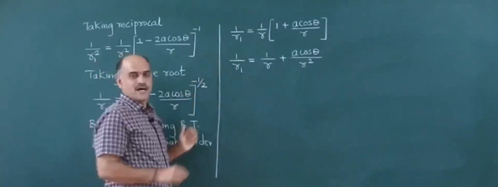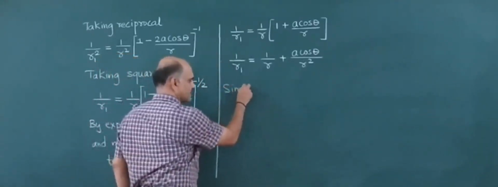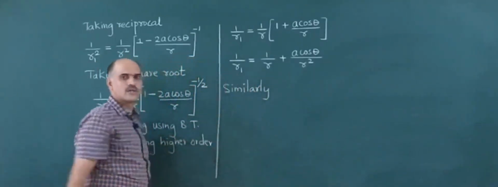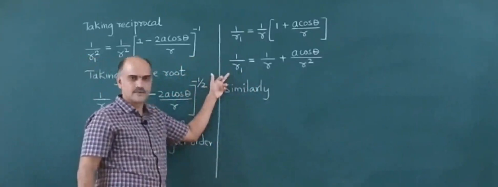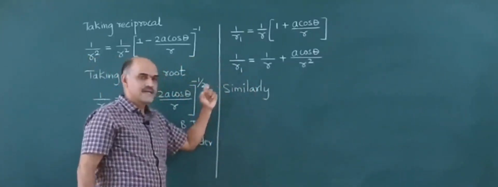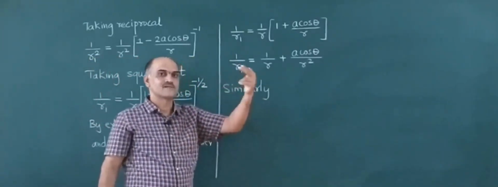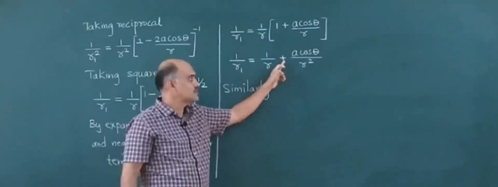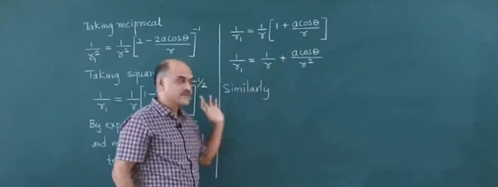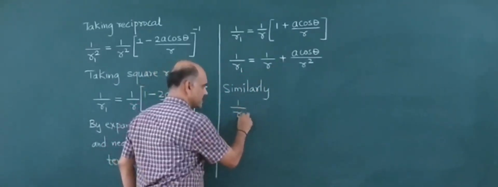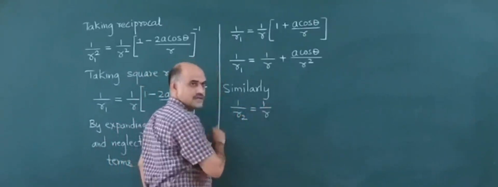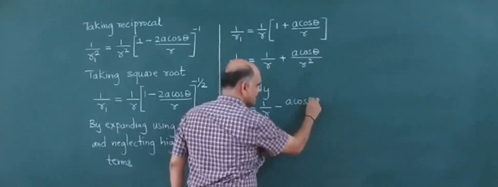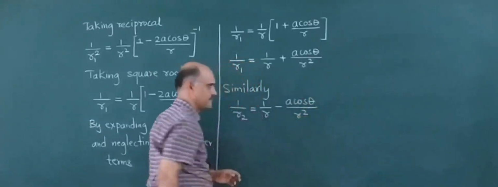Now this is 1 by r1. Similarly, if you follow same steps, we are not required to write all these steps. So similarly, you will get 1 by r2. If you go back and see, I have written r2 square is equal to r square plus a square plus 2ar cos theta. There plus is there. So if you simplify, you will get minus. So 1 by r2 is equal to 1 by r minus a cos theta divided by r square.